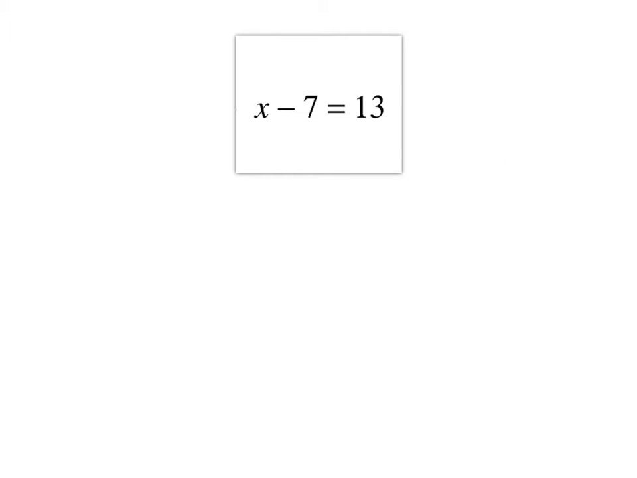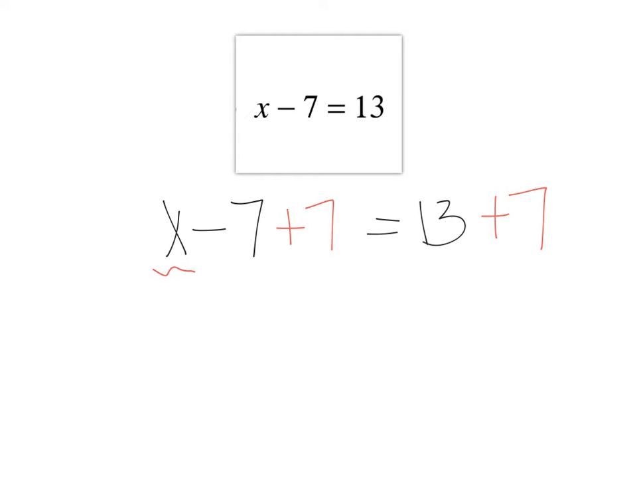In this case, we have x minus 7 equals 13. We want to get rid of a minus 7, so we'll add 7 to both sides. I will use a different color to show you what I mean. I want to get the x by itself, so I will add 7 because I want to get rid of a minus 7 to get the x by itself. But because I've added that red 7 here, I need to have the red 7 on the other side as well. Simplifying that, I get x equals 20.